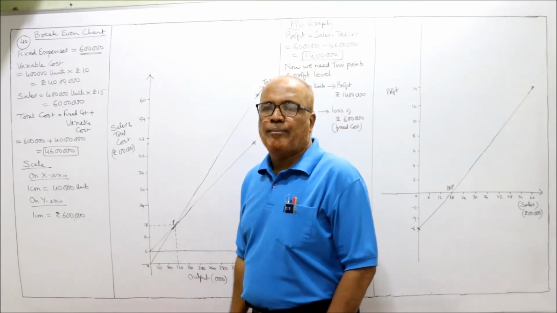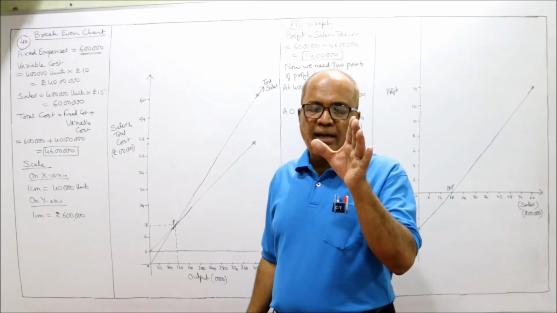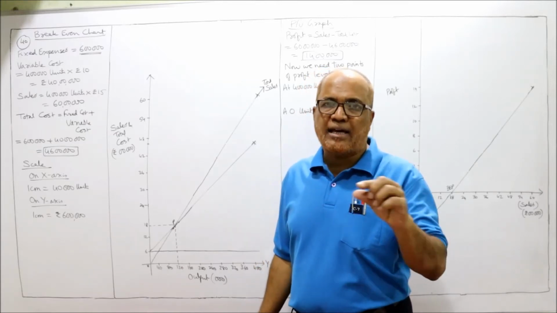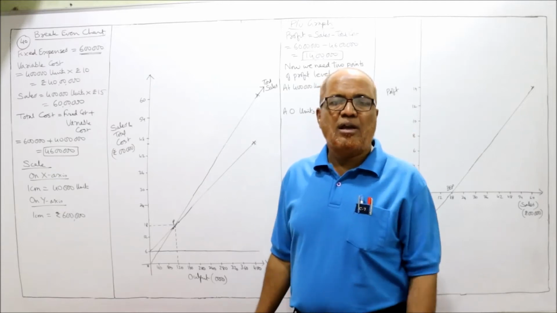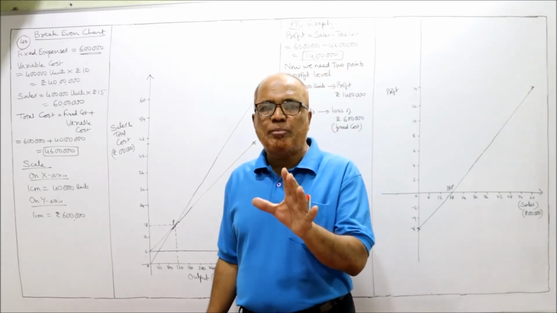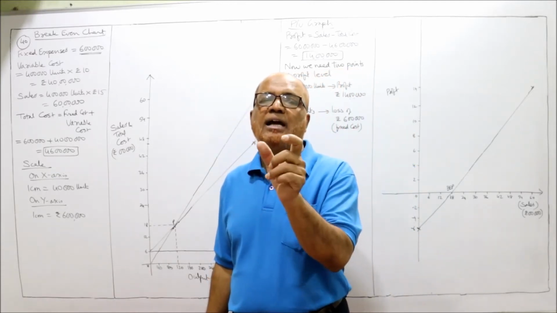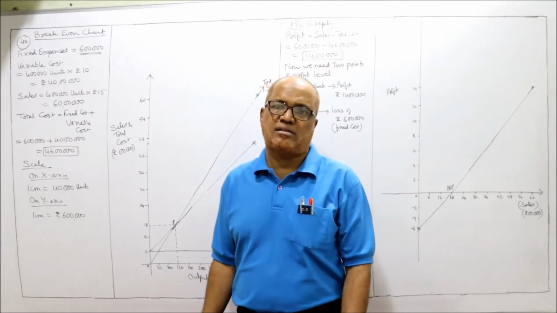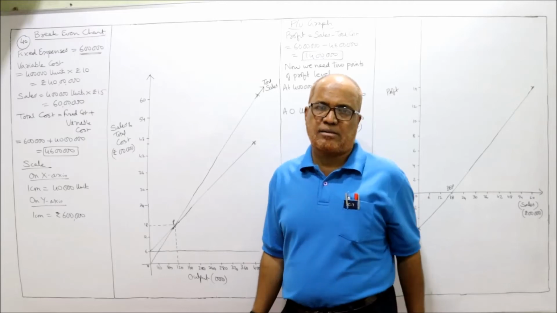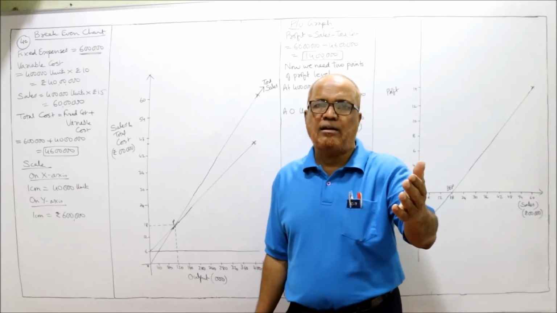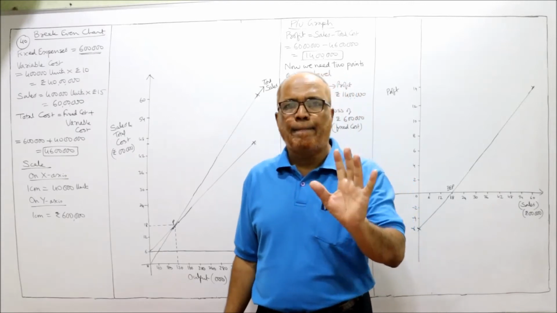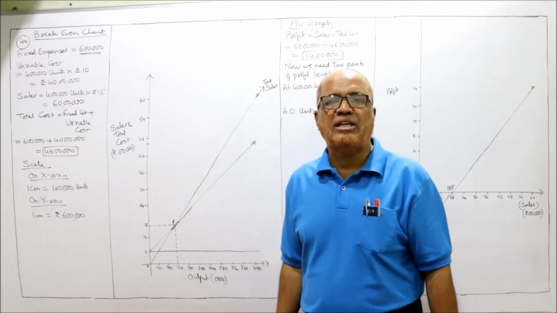Now, scale. In order to draw the break-even chart, first of all, we have to make the scale on the x-axis and on the y-axis. Now see, normally a legible graph is made by taking 10 centimeter on the x-axis and 10 centimeter on the y-axis. It may be a little bit more or less than 10, but around 10, it's okay. The graph will be legible.